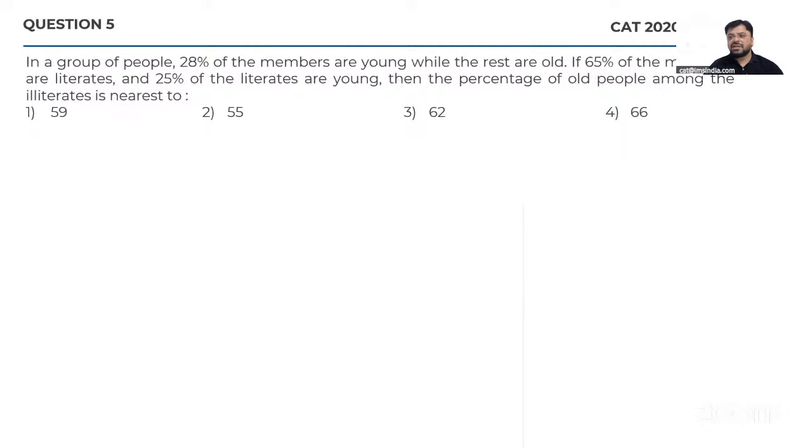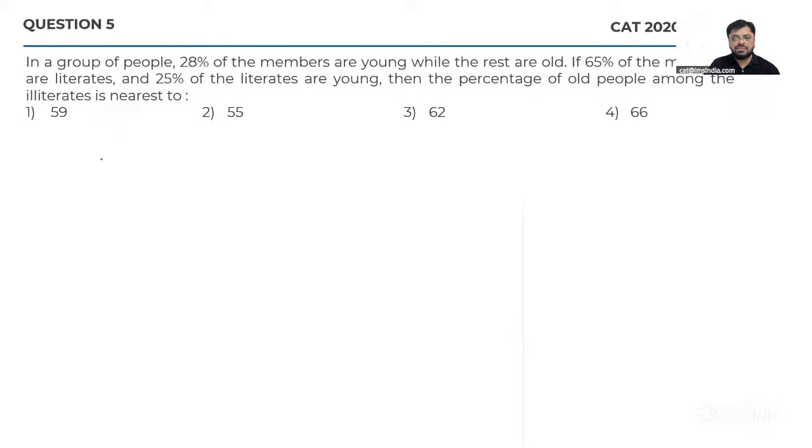Now we have a CAT 2020 question which came in CAT 2020 in slot 1. In a group of people, 28% of the members are young, while the rest are old. So what they're doing is dividing the total number of people into two parts, young and old.